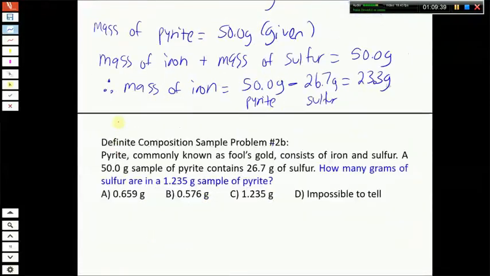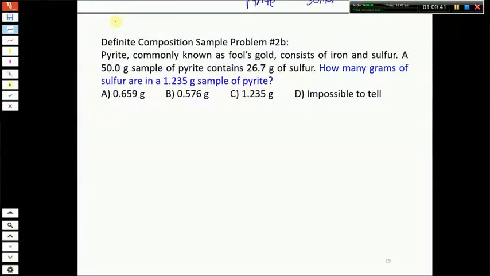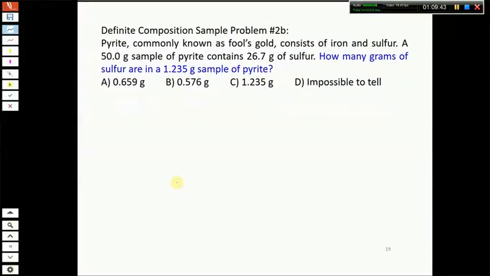Now the last one I'll give you is a little bit more complicated. It's the same situation here. We're telling you about pyrite. We also give you the same given information: a 50-gram sample contains 26.7 grams. But this time we want to ask how many grams of sulfur are in a 1.235 gram sample of pyrite.